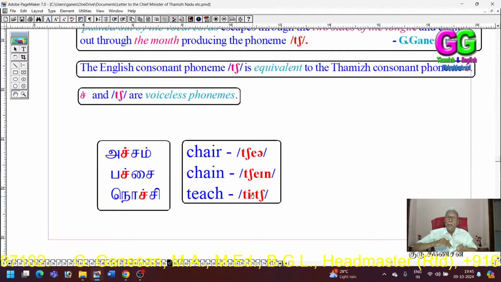"Ch" is produced by making a tight contact between the center of the tongue and the center of the roof and sounding. When we sound, the air pushed out by the vocal cords escapes through the two sides of the tongue and comes out through the mouth, producing the phoneme "ch". Let us see the diagram.